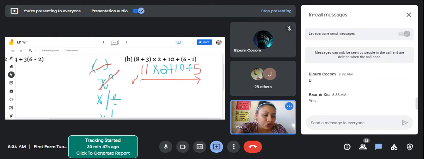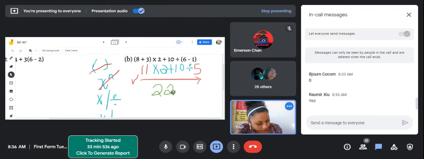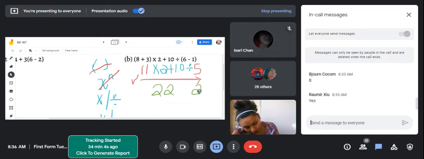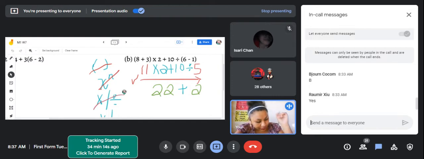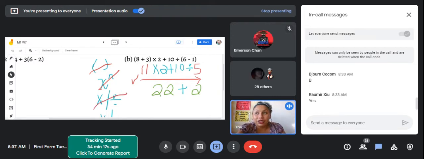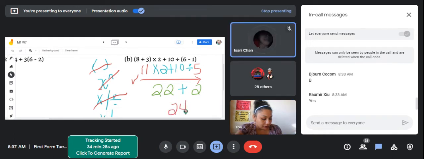So that is what I'm going to be doing. 11 times 2. What is that? 22. And then 10 divided by 5. What is that? 2. And then I write what was left in the question. And it's only an addition sign. Right? 24. And then it says addition or subtraction. And the only thing I see there is addition. So my answer for this case, and I heard somebody say it, is 24.